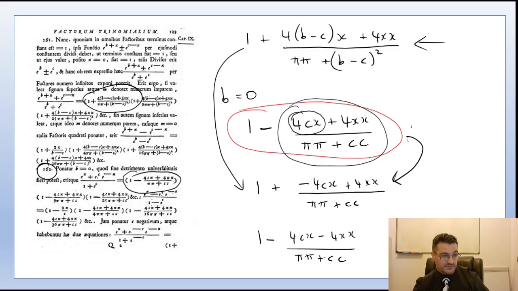So, I mean, there's different ways to write it. We would think about it as multiplying the whole of the numerator by -1. Euler doesn't see it that way. He sees it that 1 minus, with a minus here, 4cx plus 4xx over pi plus cc is what we would now understand as 1 plus minus 4cx plus 4xx over pi plus cc. So it's just the 4cx. So this can be a little bit confusing, right? At least that's the interpretation that I provide for this, that seems to make Euler's reasoning make sense.